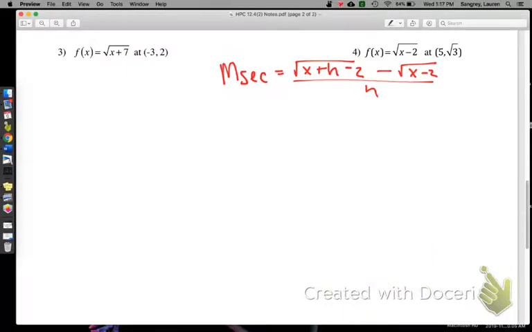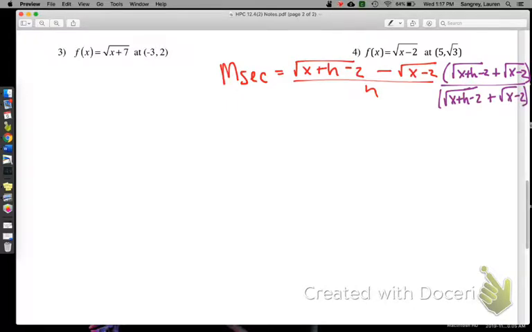Okay, starting example 4. I already have written out the slope of our secant line. And in order to start simplifying this, we're going to have to multiply by the conjugate, top and bottom. So this is square root of x plus h minus 2 plus square root of x minus 2. And if we multiply that to the top, we also have to do that to the bottom.